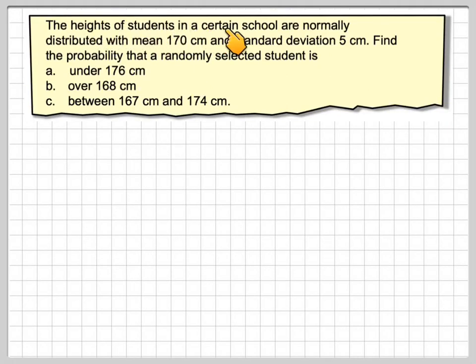The heights of students in a certain school are normally distributed with a mean of 170 centimetres and a standard deviation of 5 centimetres. Find the probability that a randomly selected student is under 176 centimetres, over 168 centimetres, and between 167 centimetres and 174 centimetres.